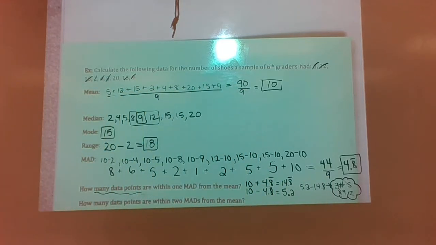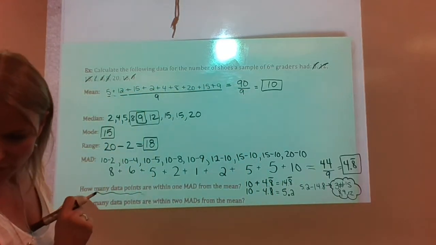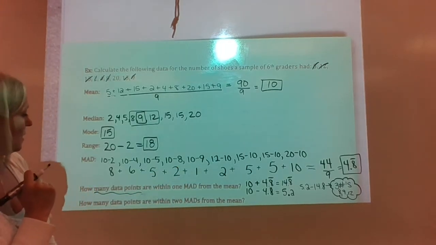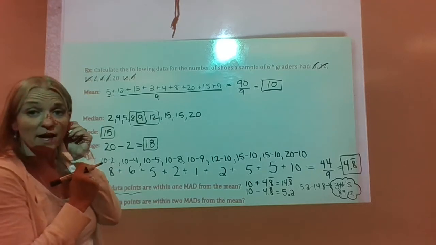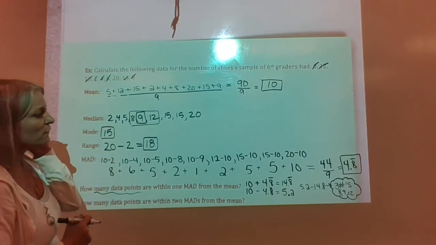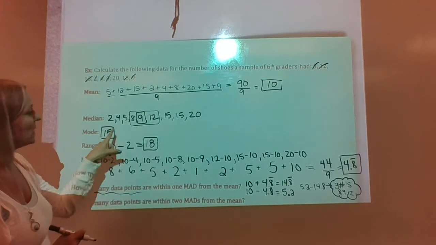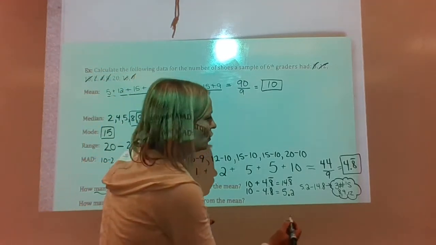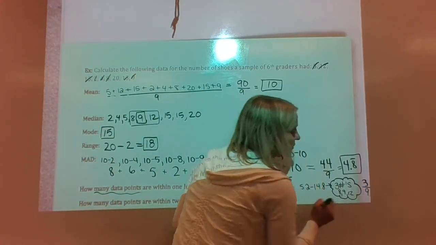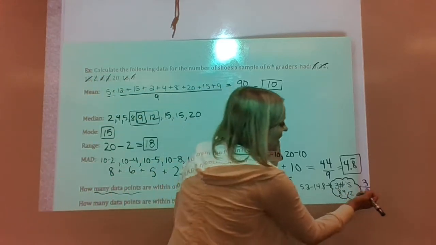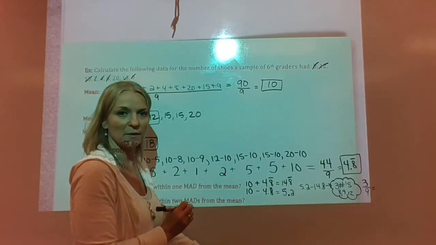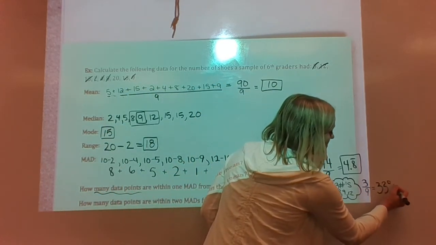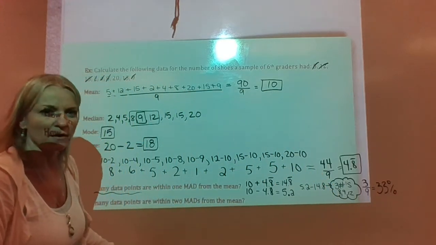Now, it does just say how many data points. So that's what we just calculated. There were 3 data points within 1 MAD, 3 numbers. Now, we could also say what percent of our data is within 1 MAD. So if we have 3 numbers that are within 1 MAD, and there are 9 numbers total, we could say 3 out of 9 numbers are within 1 MAD, and we could say that as a percent. If I divide that, 3 divided by 9 would give me 0.3 repeating, or 33%, roughly, of our data is within 1 MAD.